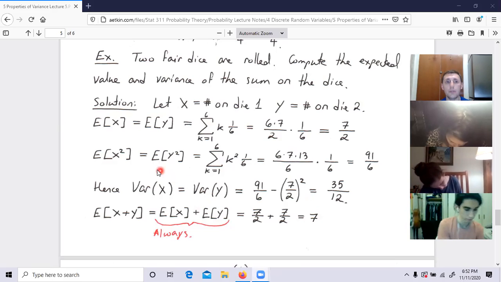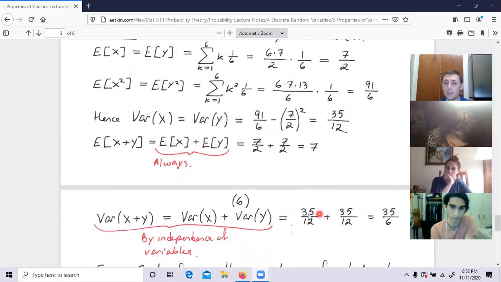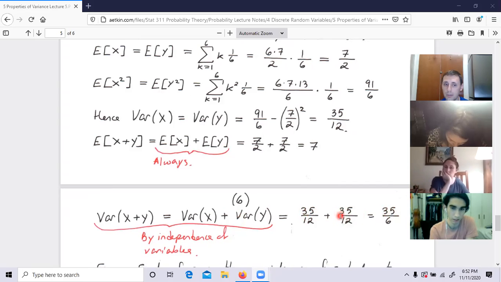So then we look at the expected value of x squared, and of y squared is 91/6. Variance, if you calculate, is just the expected value of the square minus the square of the expected value. So it's 35/12. And because the dice are independent, the sum of the variances is simply 35/12 plus 35/12, or 35/6. That's going to be the variance.